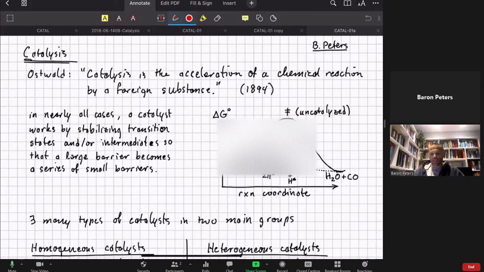So Oswald in 1894 said that catalysis is the acceleration of a chemical reaction by a foreign substance. And key to this is the idea that the catalyst is unchanged by the chemical reaction steps. And in nearly all cases, a catalyst actually works by stabilizing the transition states and/or intermediates so that a large barrier, shown here, for the uncatalyzed reaction actually becomes a small barrier when you break it into multiple steps. So by stabilizing each of these intermediates, the catalyst enables a new pathway involving species that weren't stable before and usually brings those barriers down in the process.